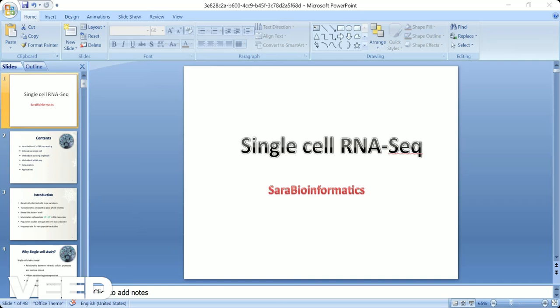scRNA-seq has revolutionized fields like cancer biology, immunology, and neuroscience by helping us discover new cell types, understand disease progression, and identify cellular responses at a much deeper level.